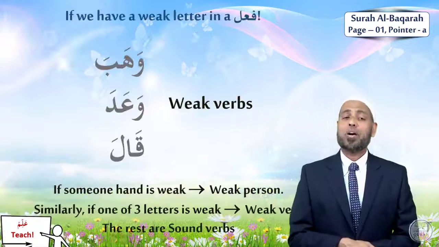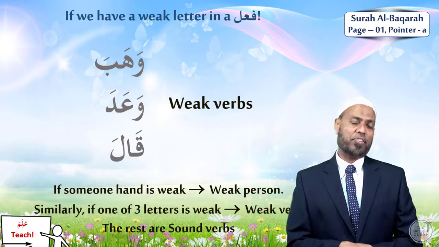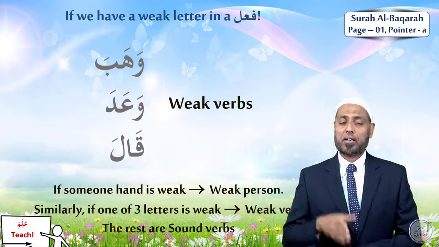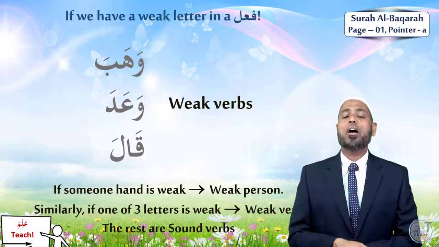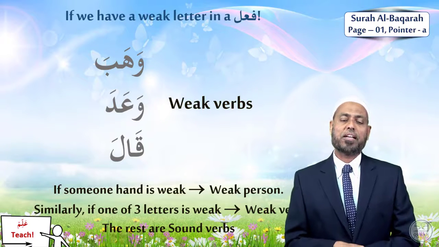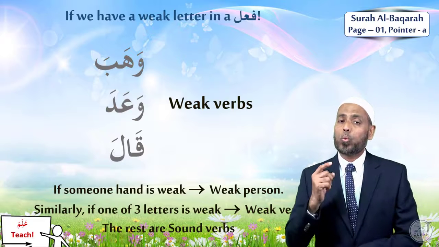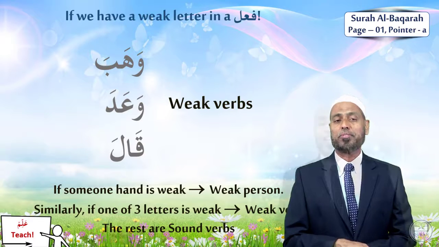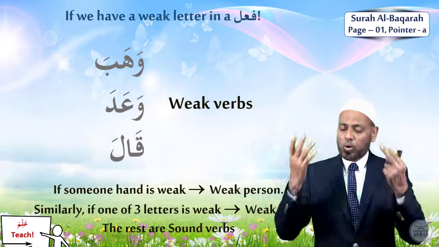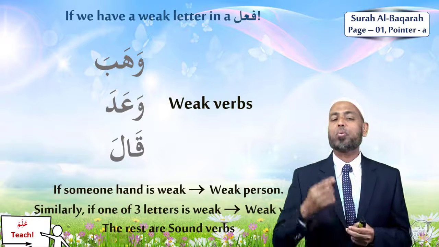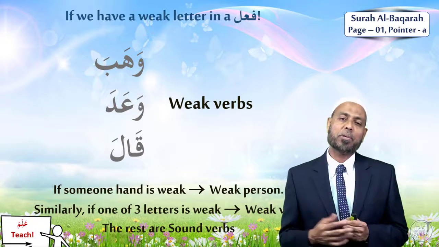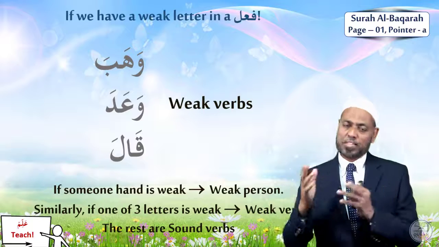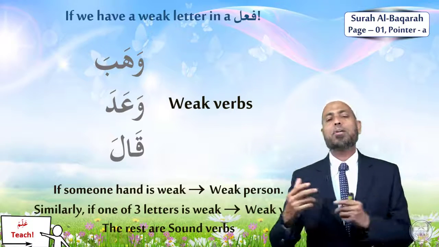Alim, if we have a weak letter in a fi'l or in a verb, such as wahaba, you see the first letter, wa'ada or qala, such verbs are called weak verbs. Again, if we have a weak letter in a verb, then such a verb is called a weak verb. If someone's hand is weak, the whole person becomes weak. Similarly, if one of the 3 letters is weak, the verb becomes weak. The rest are sound verbs. As opposed to weak, we have sound and weak verbs.